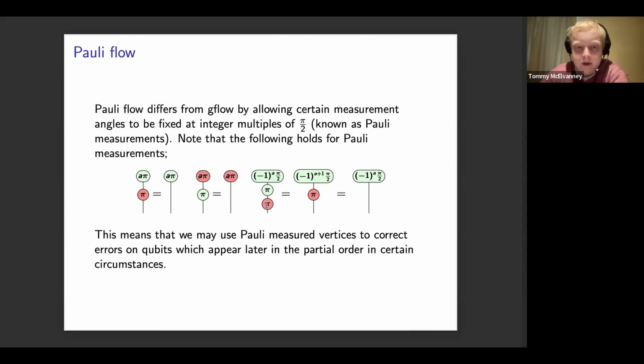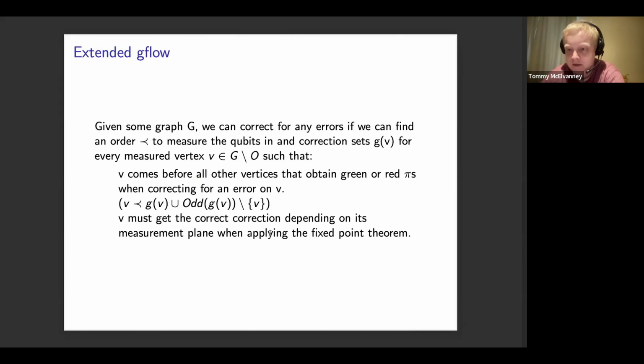And what this means is we can allow Pauli measurements to be in certain correction sets or odd neighborhoods dependent on future vertices. So, for example, a Pauli X measurement can be in the correction set of any future measured vertex because the correction does nothing to the Pauli measurement. So if we combine the condition that we allow certain Pauli measurements to appear in future correction sets with our definition for extended gflow, we have all of Pauli flow.